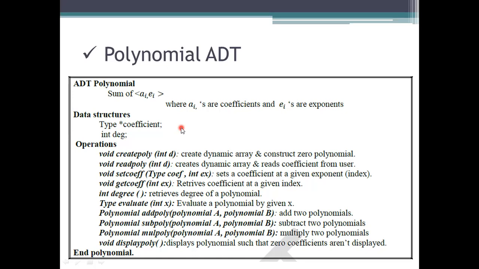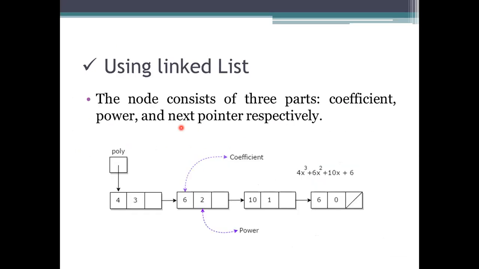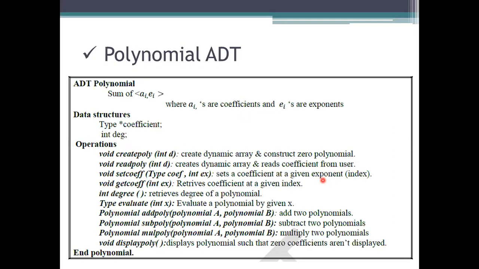Next is evaluation. When we are giving the value, p1 of x is there. If I am substituting p1 of 2, what happens here? P1 of 2 means in the place of x we substitute 2, and then we evaluate the total polynomial expression. For evaluation we use evaluate of int x. You need to give the integer value of x, and it will be substituted into the polynomial for processing.